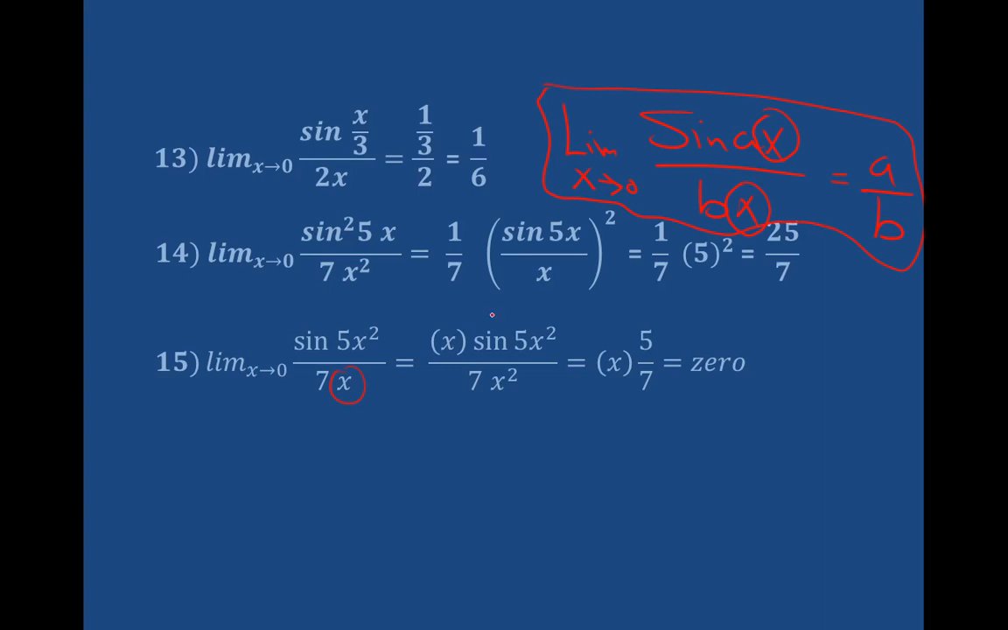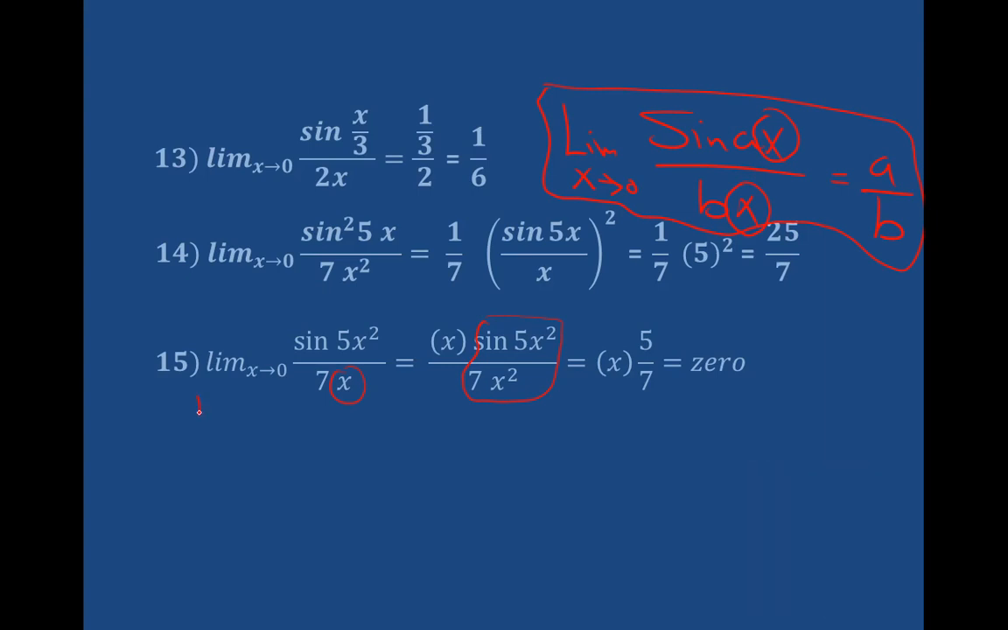The limit of sine 5x squared over 7x squared equals 5 over 7, the same as sine ax over bx, where the limit equals a over b. And this fraction is multiplied by x. Here x equals 0, so 0 multiplied by 5 over 7. The limit here equals 0.